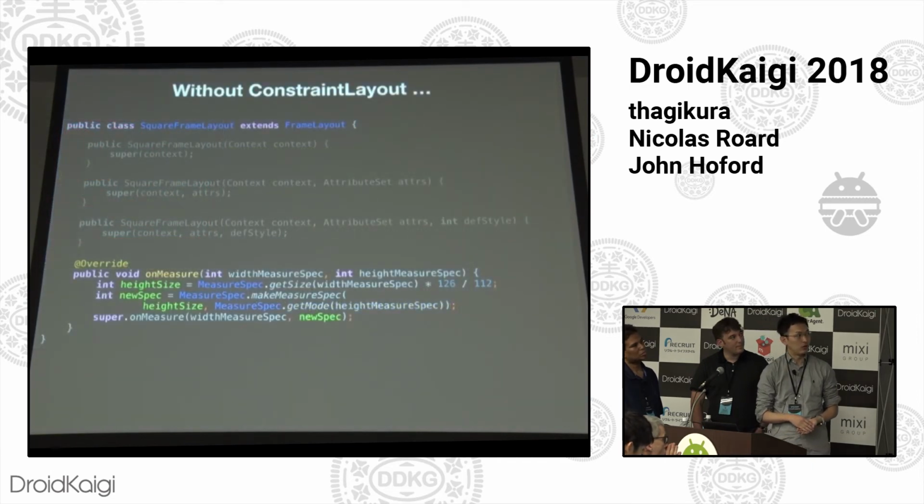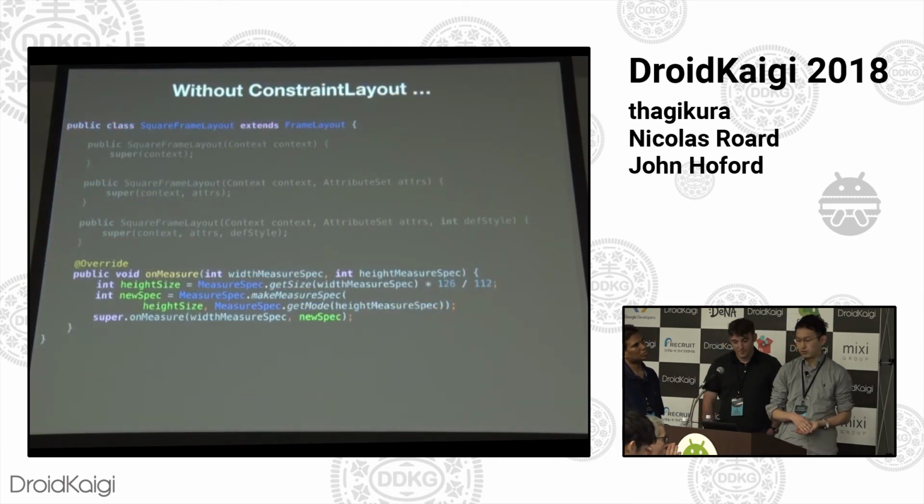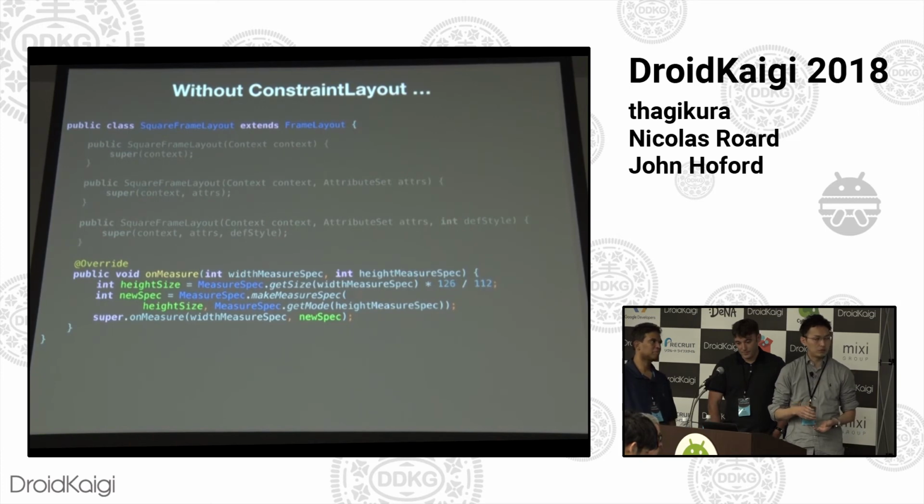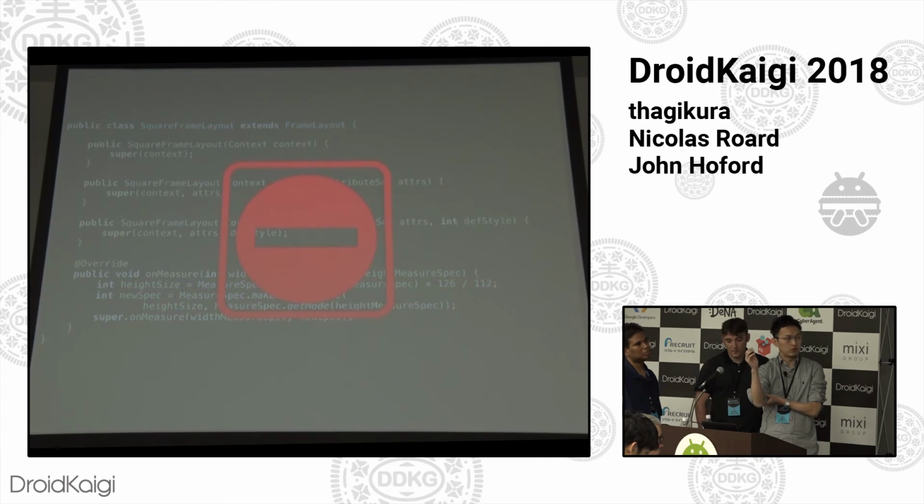Without using a ConstraintLayout, probably you would end up creating a custom view, and its height would be determined based on its width. But by using a ConstraintLayout, this kind of custom view was not needed. That was fantastic.